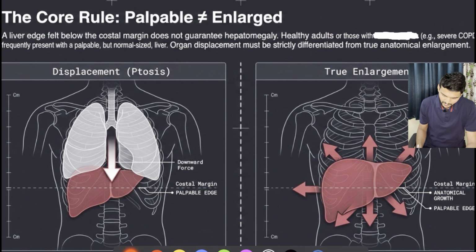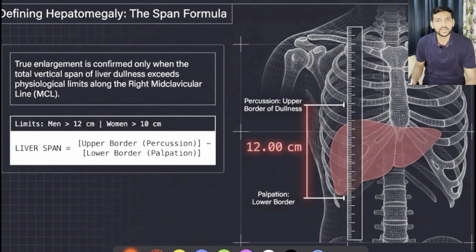What happens is, in some normal healthy adults or in cases of COPD, emphysematous lung, the diaphragm will push down the liver. So when we try to palpate, we will get some part of liver below costal margin, but it does not indicate the liver is enlarged unless you measure the liver span. Now, how to measure liver span? We have to mark the upper border and lower border, and we have to take the measurement.